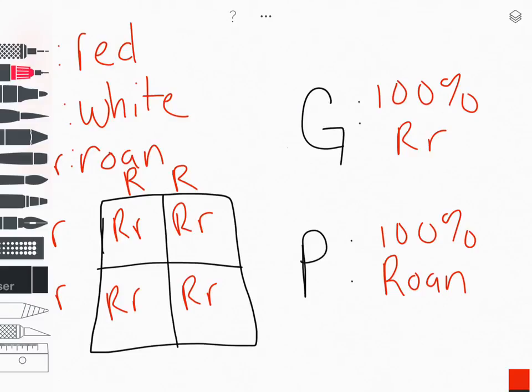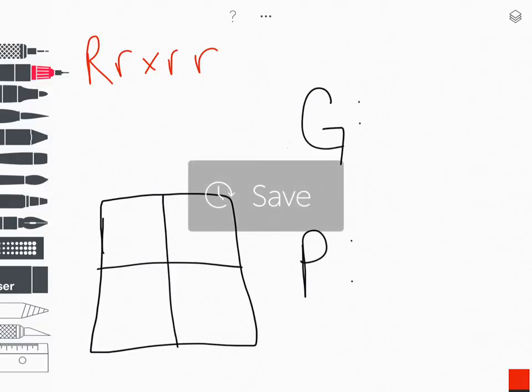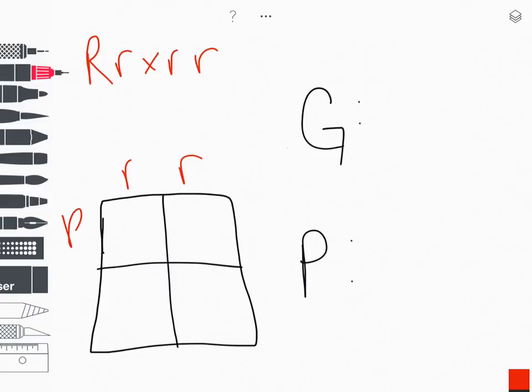We could do another example where, let's say, our individual instead was a heterozygous individual, a roan horse, and we cross them with, let's say, a white horse. So we'll put one parent on the top. Let's put the white horse on the top, and another parent on the side. Let's do the roan horse. We fill out our Punnett square.